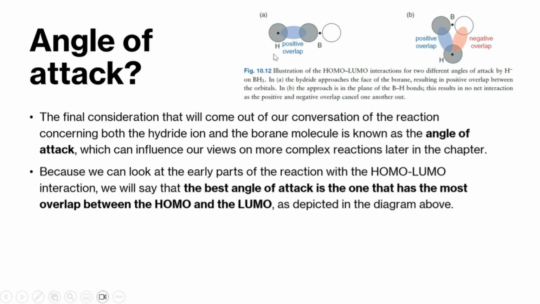Look at this example right here. The best angle of attack will form the most overlap between the HOMO and the LUMO of the reactants. But if you take this example right here, example B, you can see that if the hydride ion were to attack from this direction, then we would get both positive and negative overlap. And there's a much better way that we can maximize our positive overlap. So this is why the angle of attack is super important, just because it dictates how these reactions can proceed. Especially with reactions like SN2 and SN1, the angle of attack will be important.